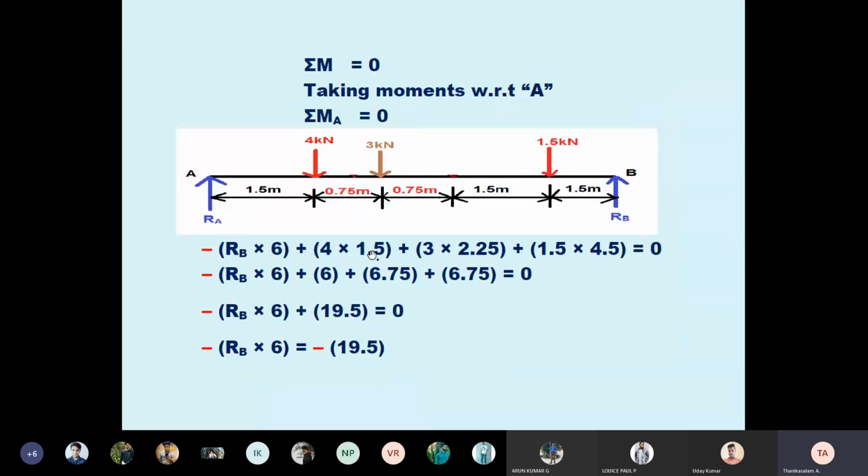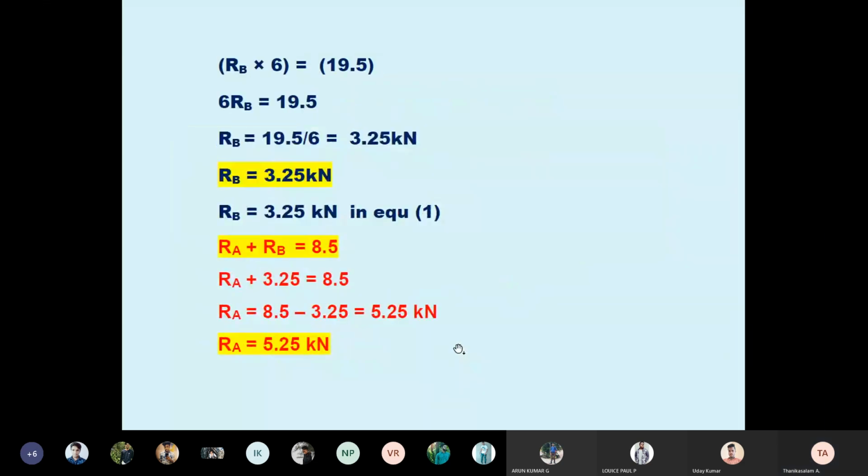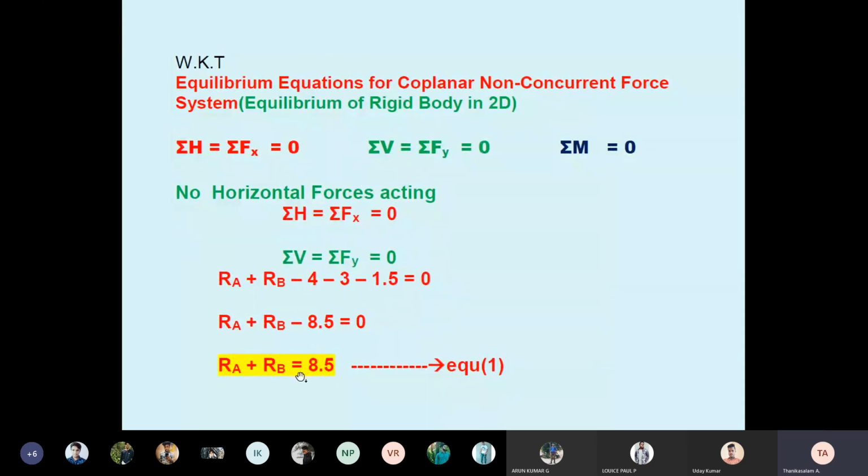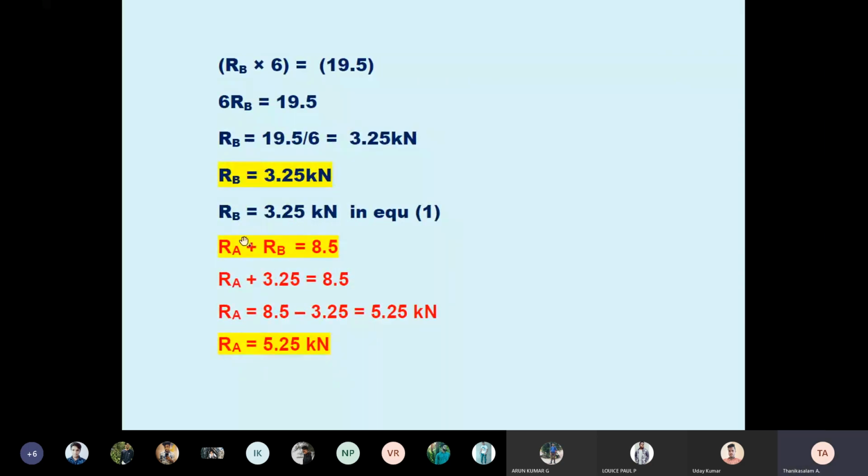After simplifying, 4 into 1.5 is 6, 3 into 2.25 is 6.75, 1.5 into 4.5 is 6.75. Adding all this, minus RB into 6 plus 19.5 equal to 0. Therefore RB equal to 19.5 divided by 6, 3.25 kilonewton. We already have equation 1, RA plus RB equal to 8.5. With RB 3.25, after simplification, RA equal to 5.25 kilonewton.